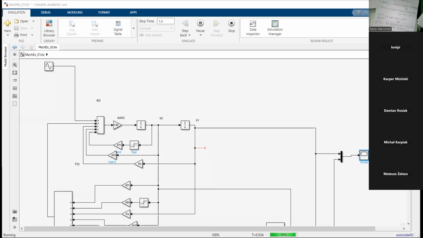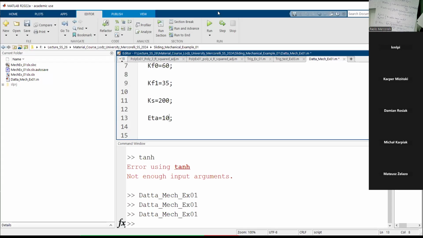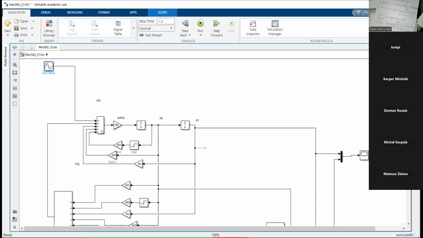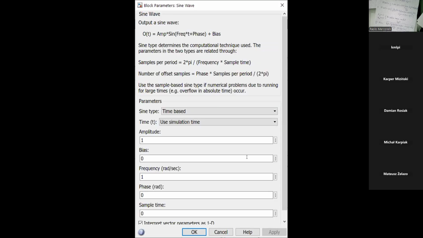But of course, probably the amplitude is very small, because eta, in our case, is extremely large. Let me reduce this. Then I run. Let me come back here. Here we have an amplitude 1. This means it should be compensated. 10 is larger than 1. Let me show.